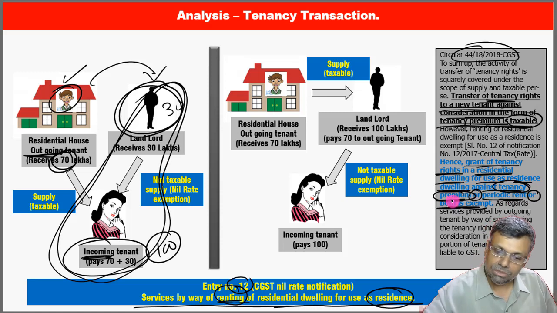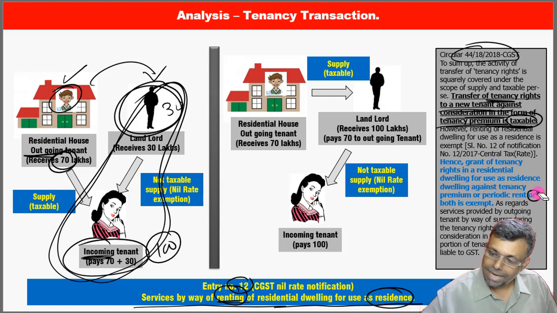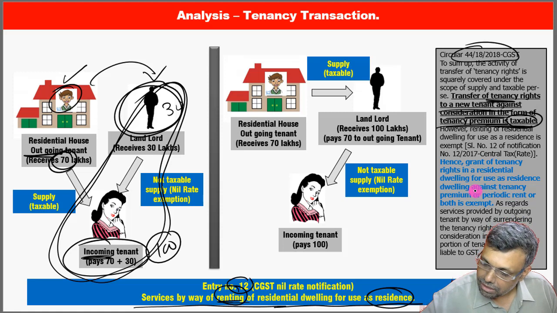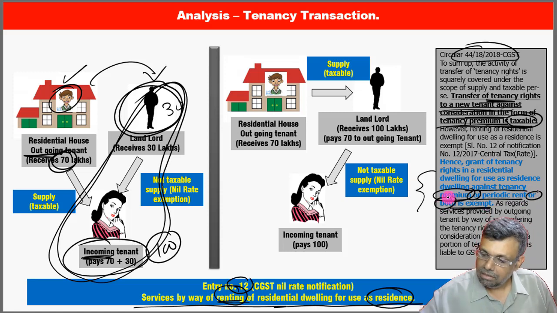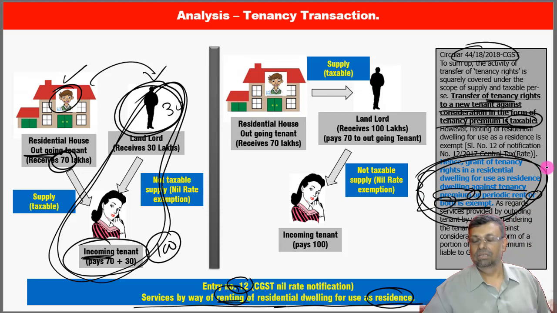So even the premium is covered and even the periodic rent is covered, or both are exempt. And this is one of the magnificent clarifications from the tenancy point of view. Look at this: against the tenancy premium or the periodic rent, or both, will be taken as exempt. Both will be taken as exempt.